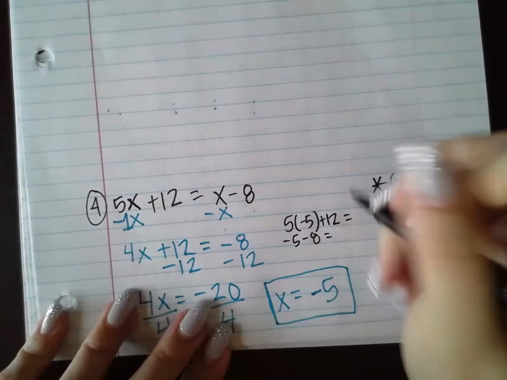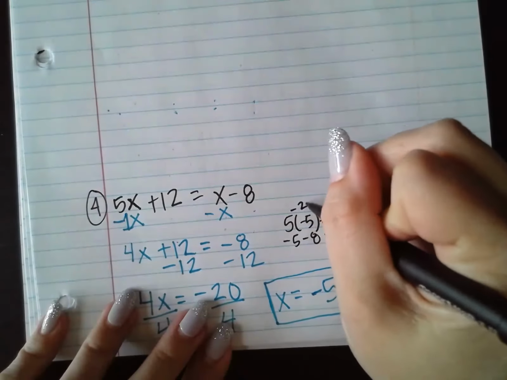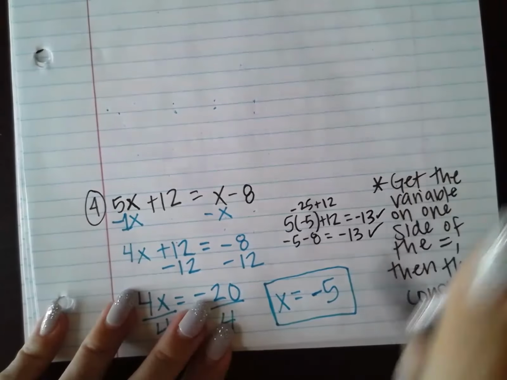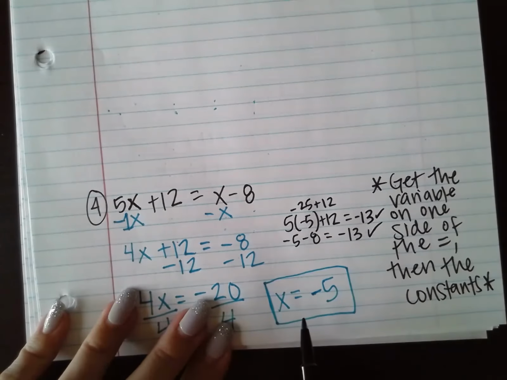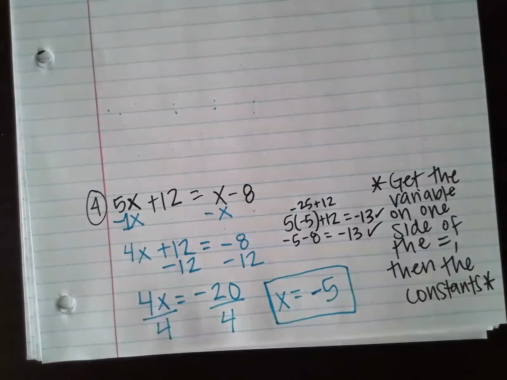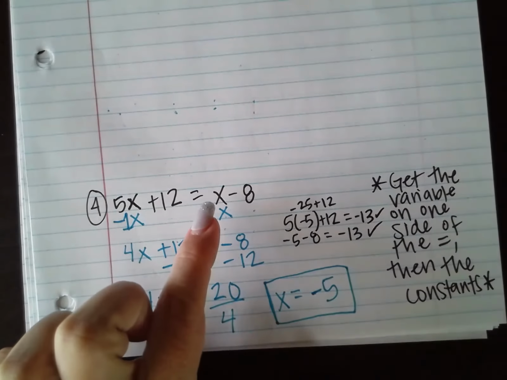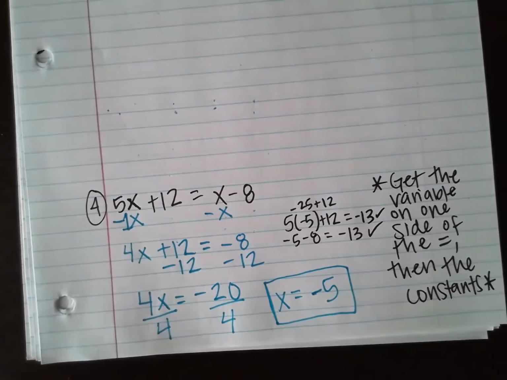So negative 5 minus 8 is negative 13. And if I solve this, this is negative 25 plus 12, which is also negative 13. So we do end up getting the same thing on both sides of the equation when we plug in negative 5 for x. So essentially all we did is we combined our like terms, but we did that by moving our variable to one side of the equation.